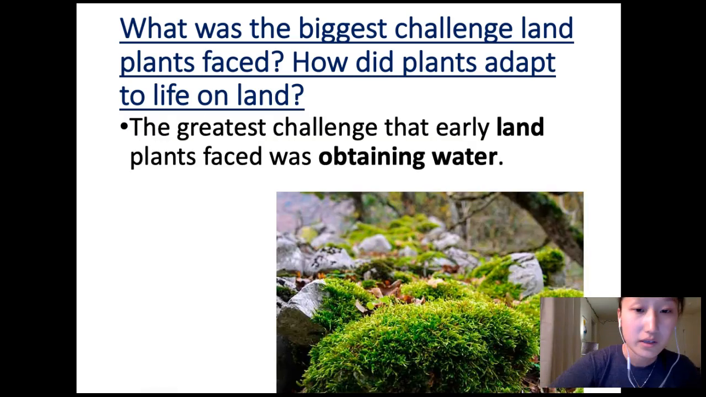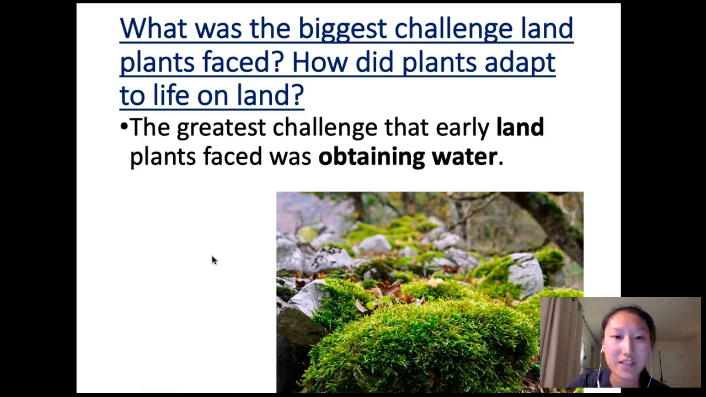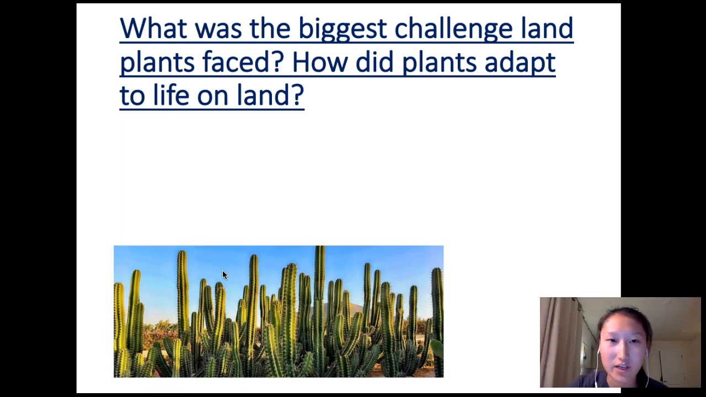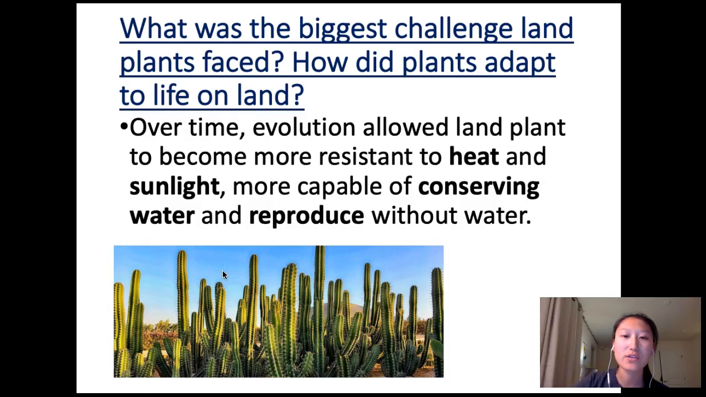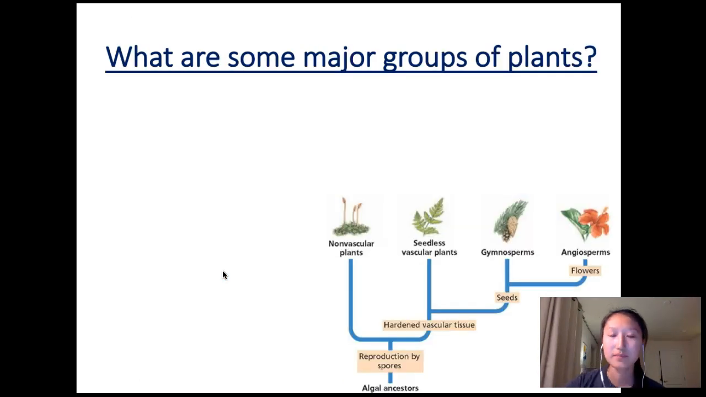So we did the biggest challenge of obtaining water. Let's continue on. There's also, being on land, the problem with heat and sunlight and reproduction without water. But heat and sunlight kind of makes sense. That's one we haven't talked about.